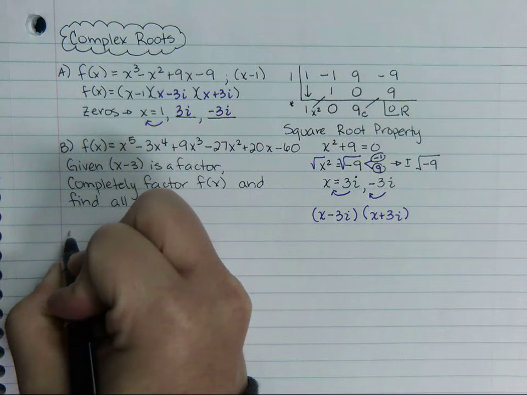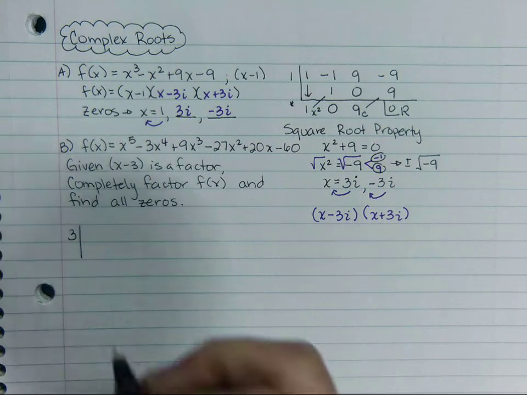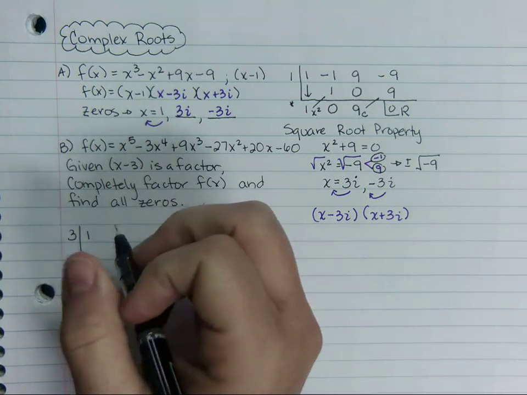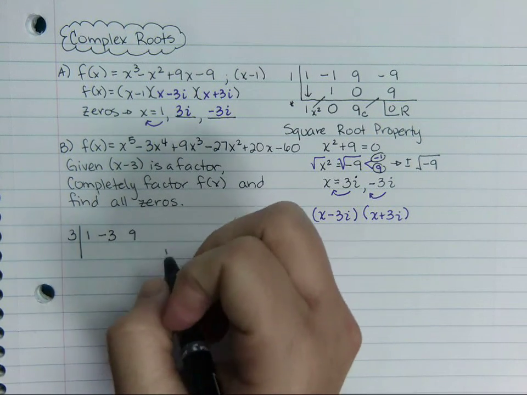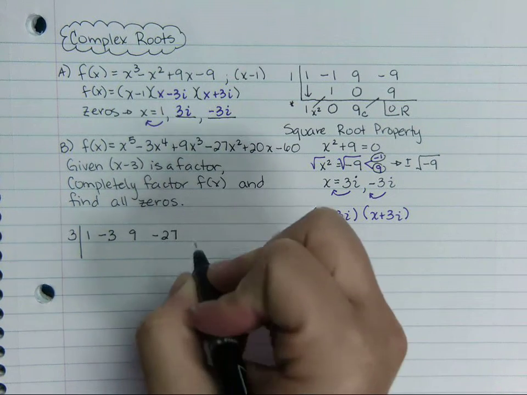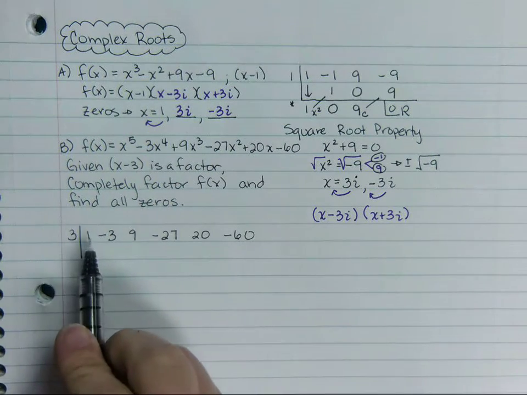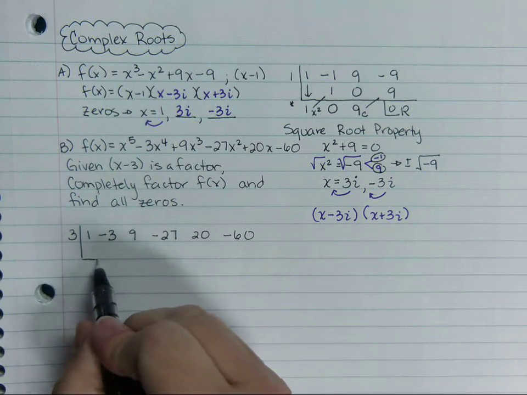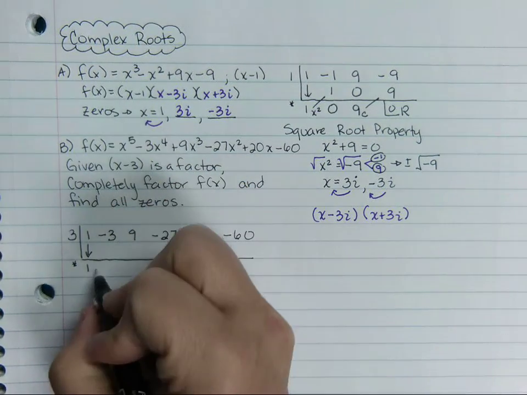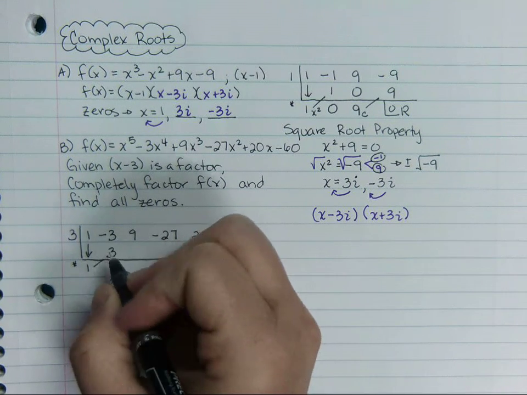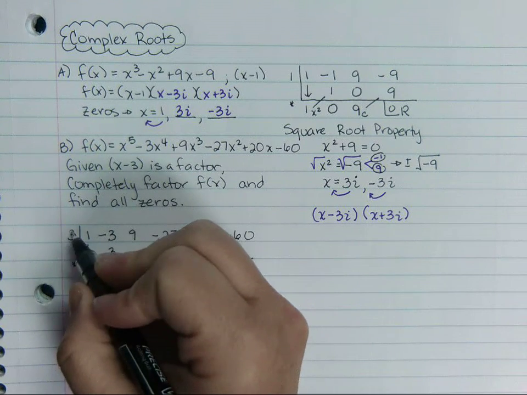So again, for my x minus 3, I have to use the positive 3 on the outside of synthetic division. And now my coefficients: 1, negative 3, 9, negative 27, 20, and negative 60. So I'm just going to make sure: 1, 2, 3, 4, 5, 6. I have 6 terms. Don't want to miss any. So I'm going to bring my 1 down, and again, minus 3 plus 3 is a 0. And that's okay. Sometimes that worries me, but right now it's fine.